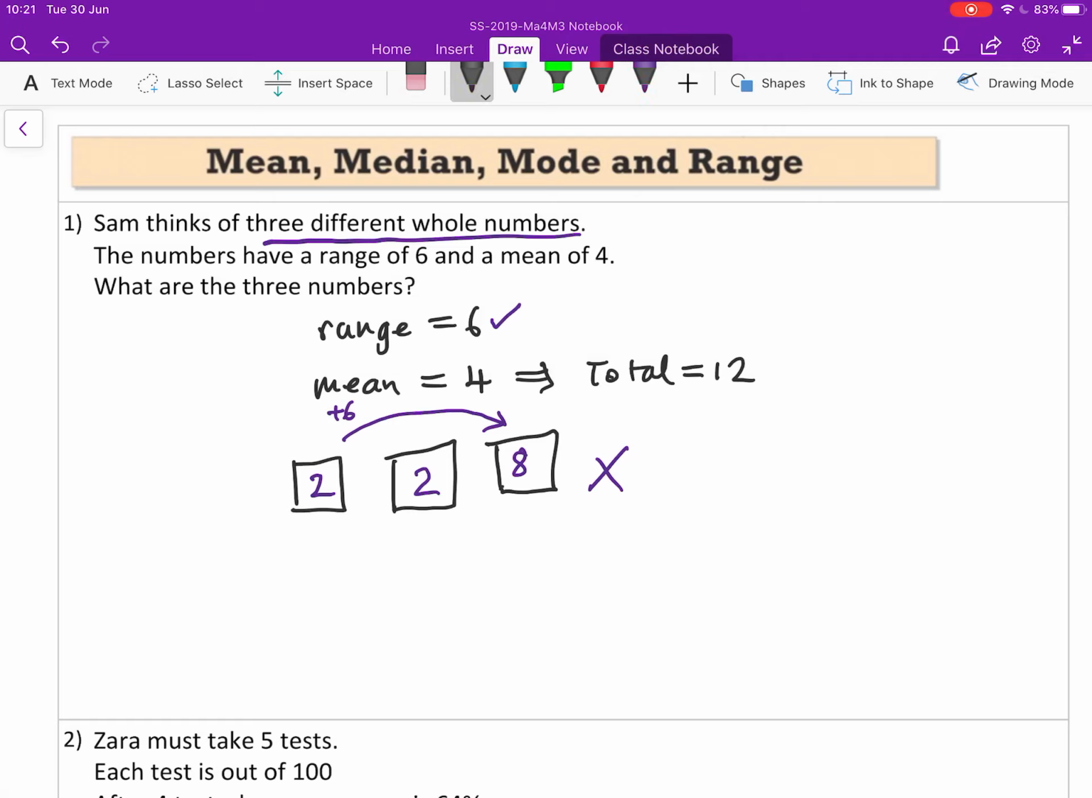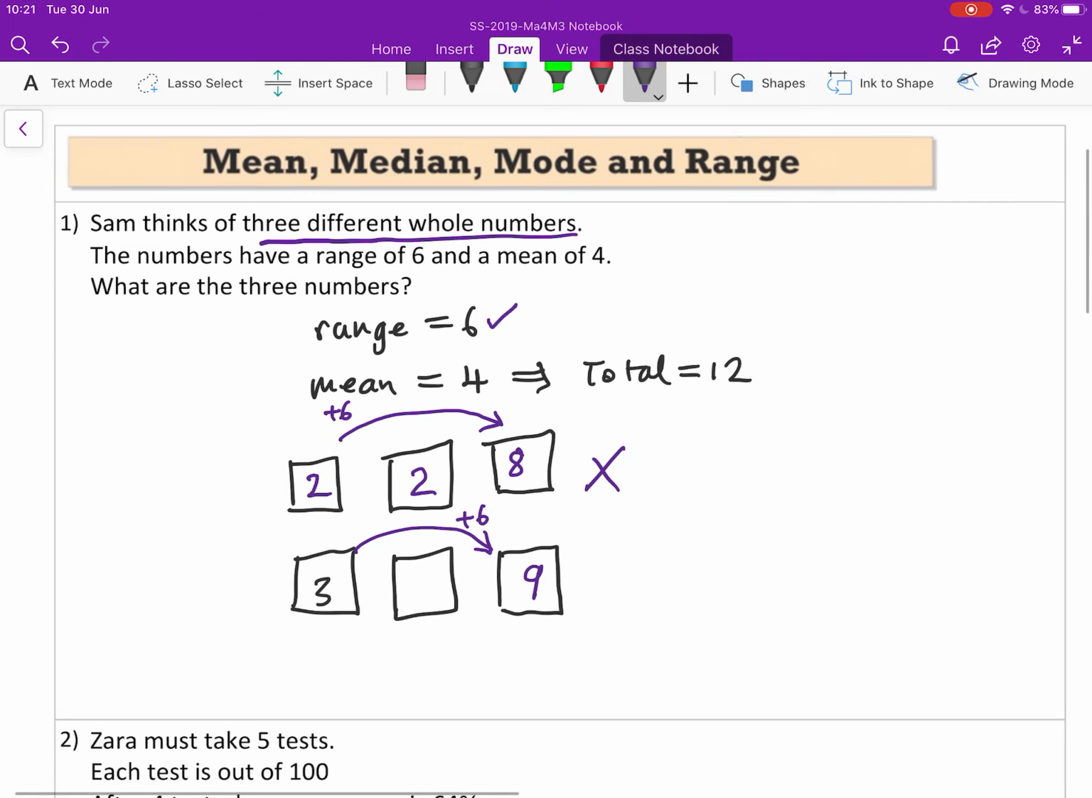Now what other options do you have? Let's try the next number. Suppose the smallest number is 3, and the range is 6. If you plus 6 here, that makes 9. But 9 plus 3 is already 12, so there is no number left. So it is not possible. What do you think the correct answer would be?